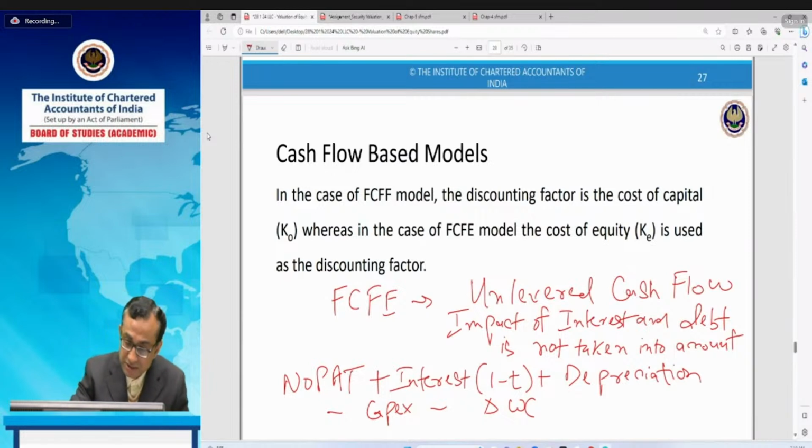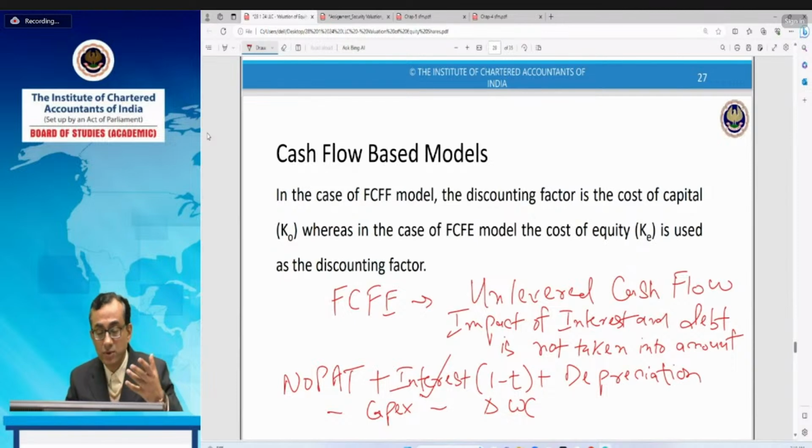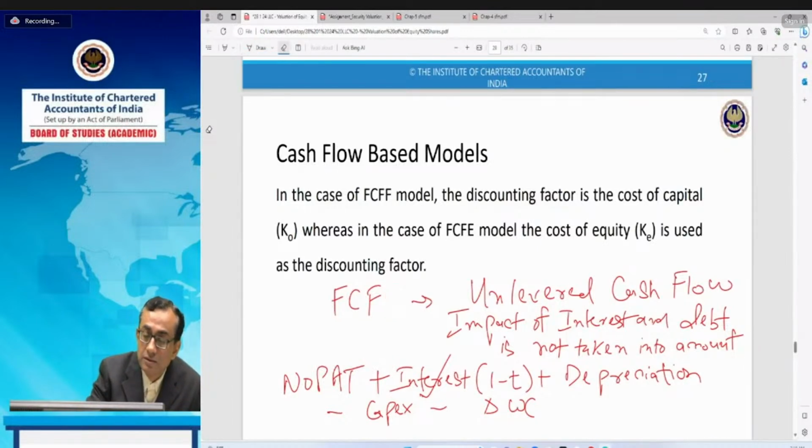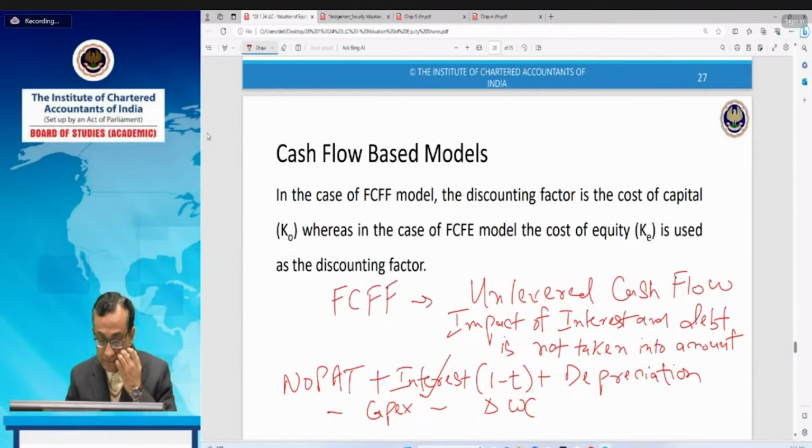The interest is added back because the impact of interest should not be taken. In the profit and loss account interest has been deducted, but such impact of interest is not taken in the case of free cash flow to firm. This is actually free cash flow to firm.